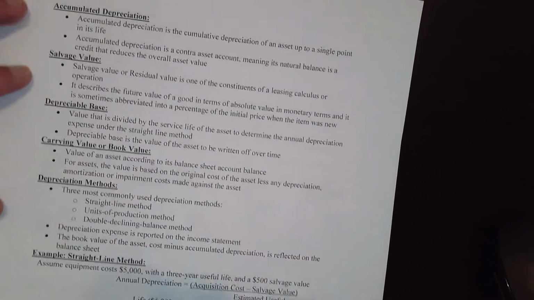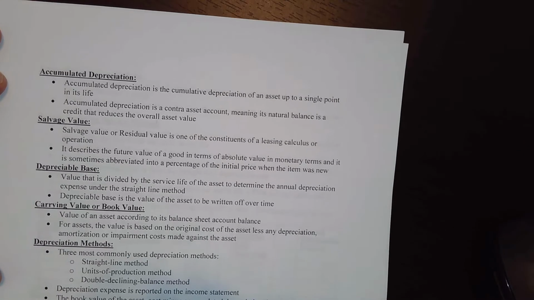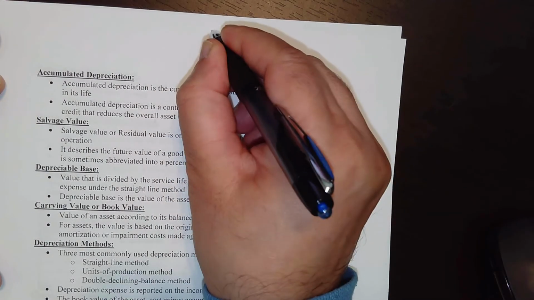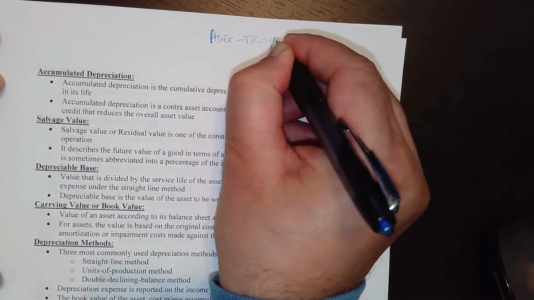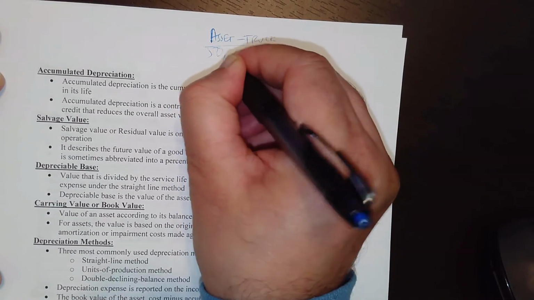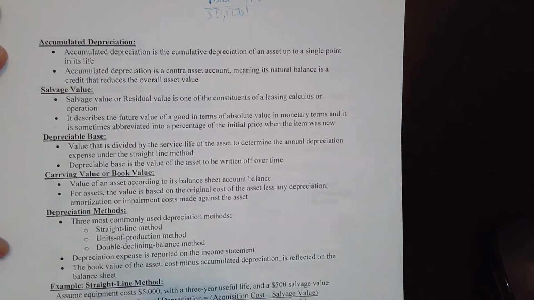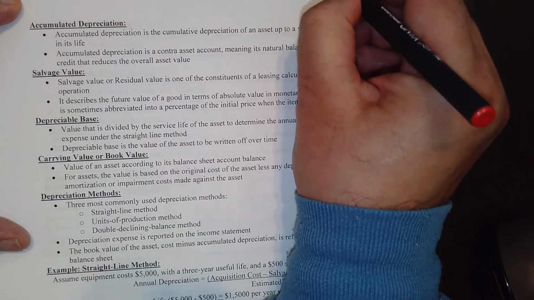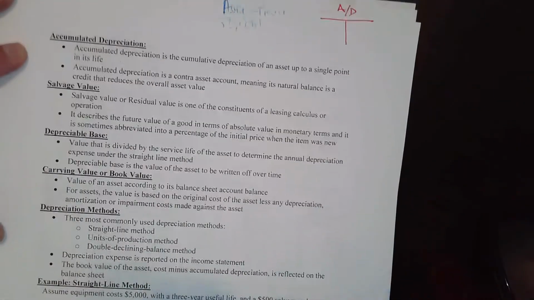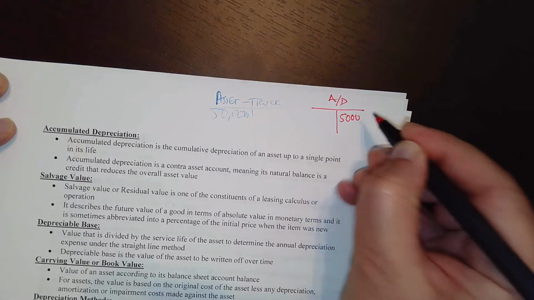The next thing we're going to talk about is accumulated depreciation. Accumulated depreciation is a cumulative depreciation. So for example, when we have an asset here, a truck, which we got for $50,000, and we know that this truck is going to have a depreciation of $5,000 every year.